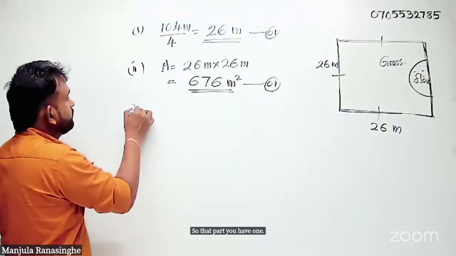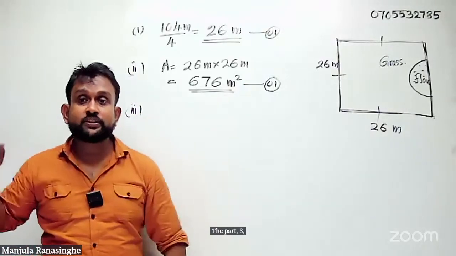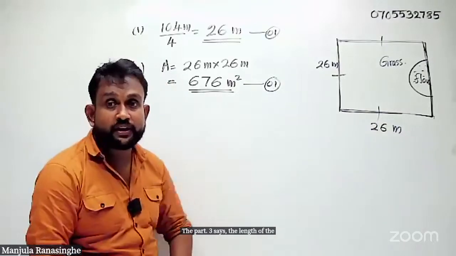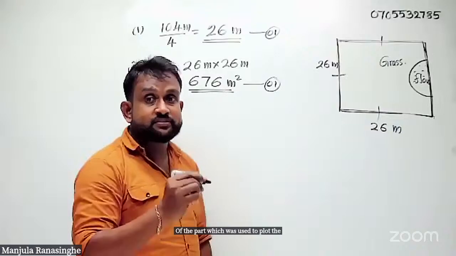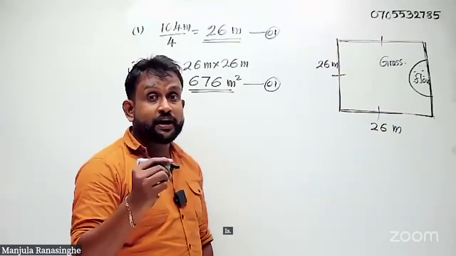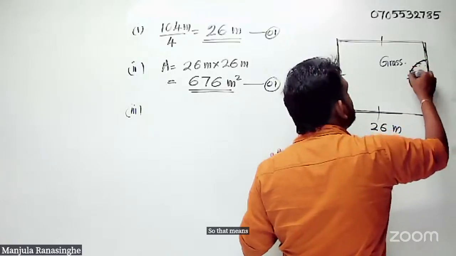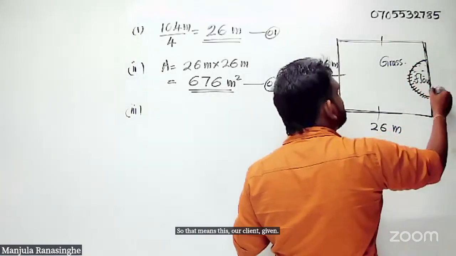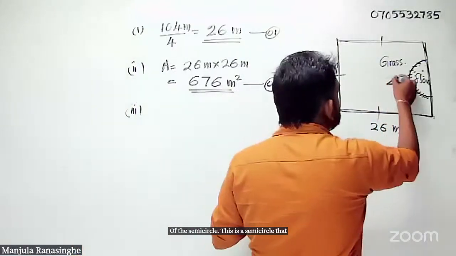Then part 3. Part 3 says the length of the curved boundary of the part which was used to plant the flowers is 22 meters. Then find the length of the straight boundary. So that means the arc length of this semicircle is 22 meters.